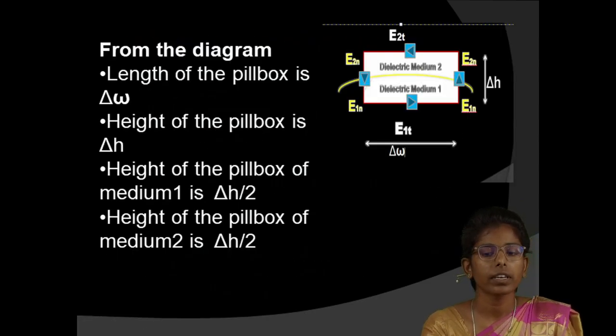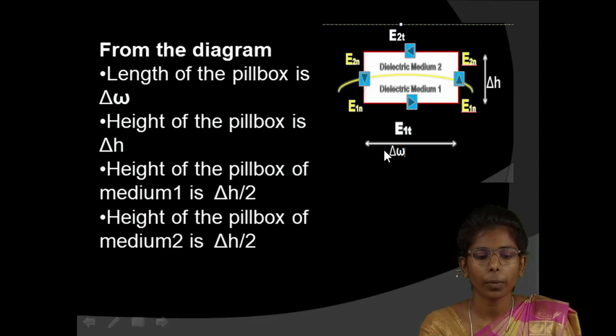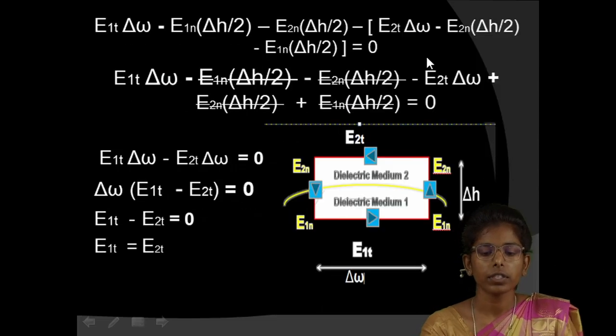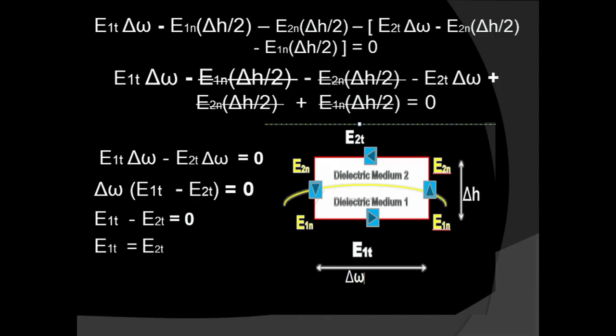From this diagram, we try to understand the concepts. The length of the pillbox is represented by del omega. The height of the pillbox is del h. Then the height of the pillbox in medium 1 is half of it, represented by del h by 2, and similarly the height of the pillbox in medium 2 is del h by 2. From this diagram, we try to write the equations.